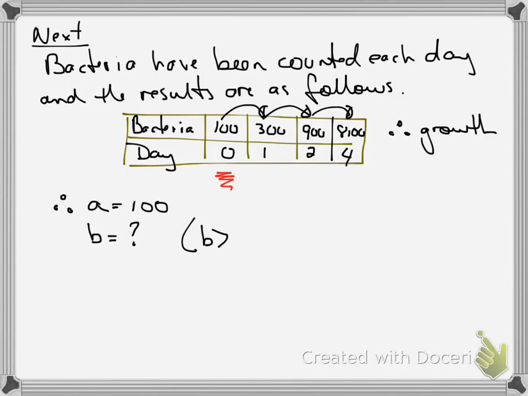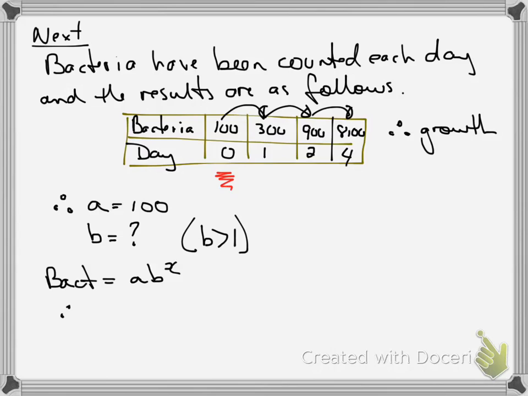Okay, B has to be greater than 1, otherwise it won't grow. Now the question is, how do you find the value of B? Right, so what we do basically is we're going to write our general rule. And the general rule for this case here would be bacteria equals AB to the X. What do we know? Well, we know A is 100.